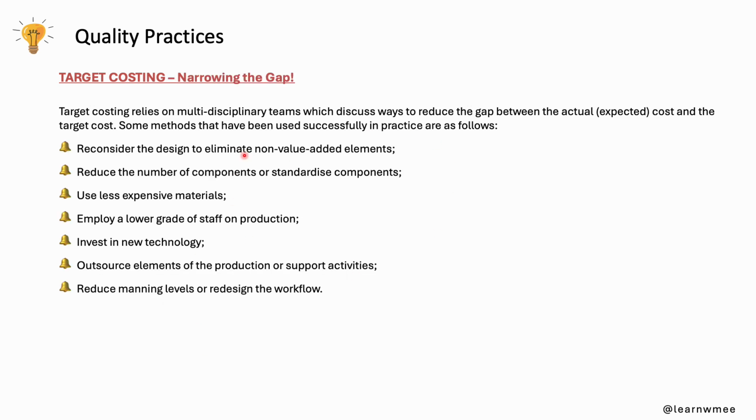Coming to how to narrow the gap. These are a few methods: you can reconsider design to eliminate non-value added activities, reduce the number of components or standardize components, use less expensive material, employ a lower grade of staff on production, invest in new technology, but then this conflicts with the overall aim of quality management, right? Outsource elements of the production or support activities, reduce manning levels, or redesign the workflow.